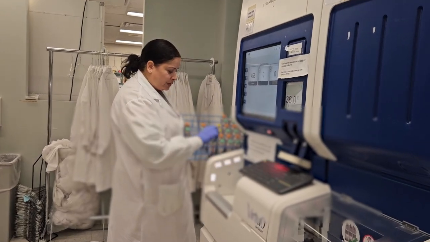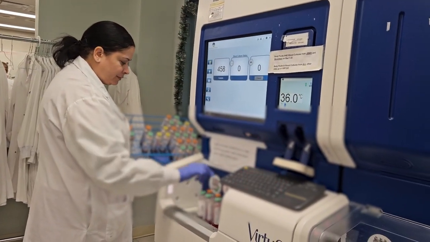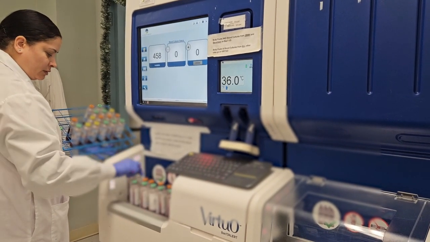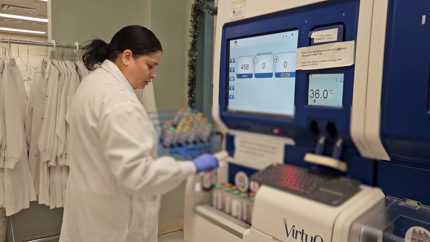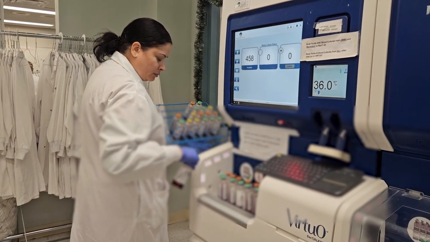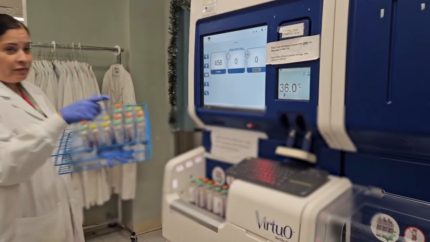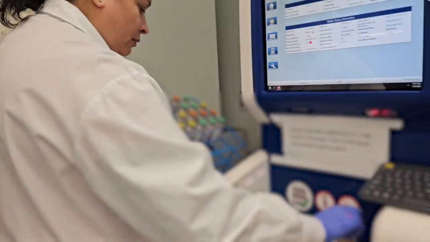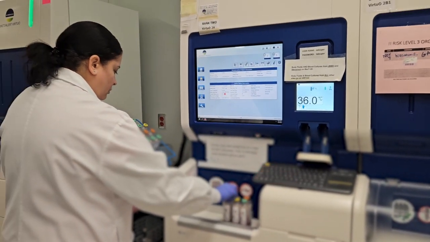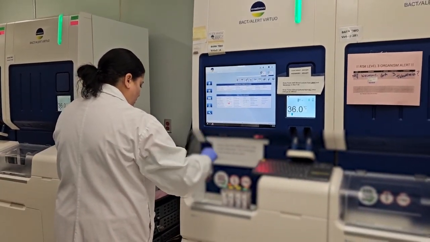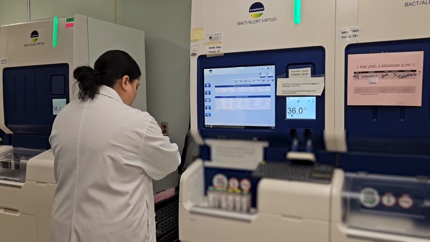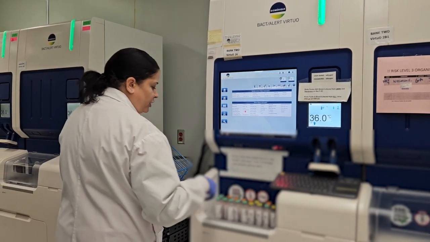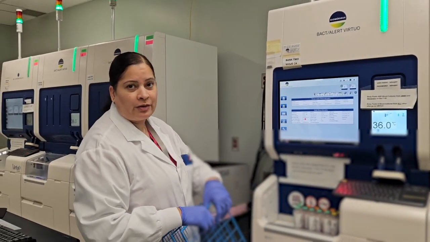Bottles at a time. So I already put 6. And now I'm going to put the rest on the instrument too. And then it's just going to take them and distribute them to the 3 incubators by itself.